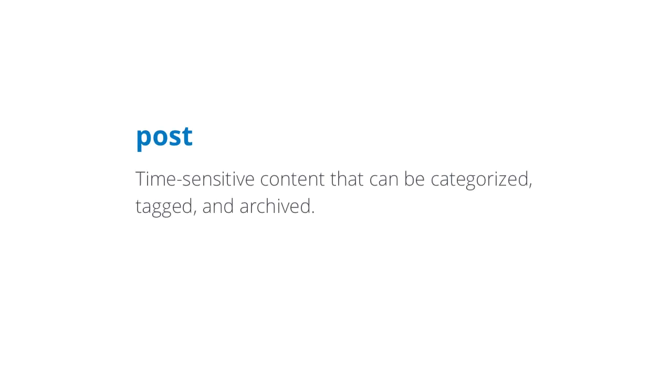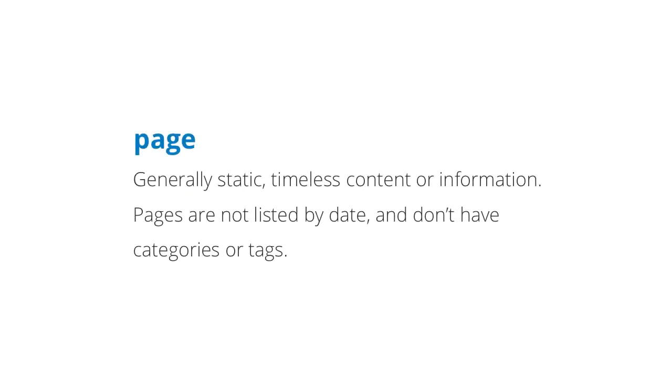So in WordPress, a post is time-sensitive content that can be categorized, tagged, and archived. So the blog-like content that makes up your website if you have a blog on your WordPress site. Pages, on the other hand, are timeless content or information. So think of things like a contact page or an about page or things that really don't change much over time. They are updated periodically. They aren't freshly published and added to that feed. And they also don't have the ability to be categorized or tagged like a post does in WordPress.